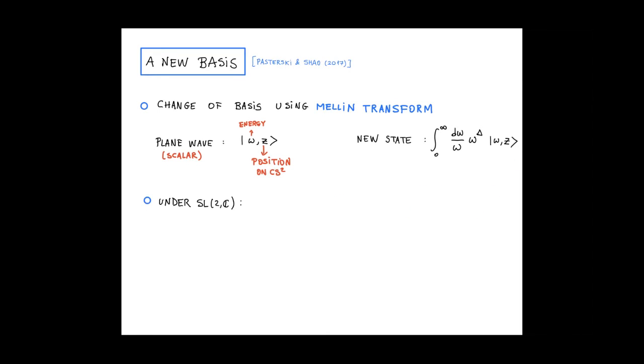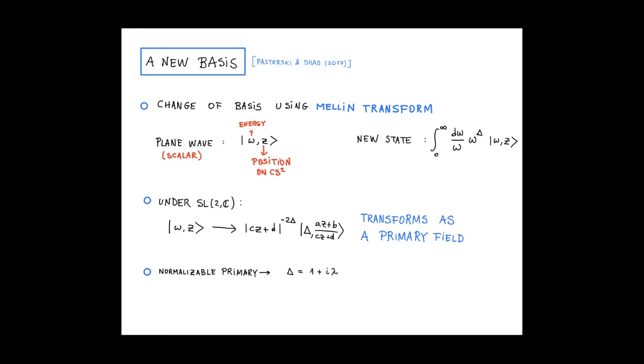The first one is that under SL2C, the Lorentz symmetry or the global conformal symmetry in 2 dimensions, they transform in this way, and here you can recognize the transformation law of a primary field in 2 dimensions, a conformal primary. So this new basis of states transforms exactly the same way as the ones that appear in conformal field theory. The difference here is that plane waves are normalizable states, so if you want to do the same for these states, they require delta to have real part equal to 1. They are not real anymore.